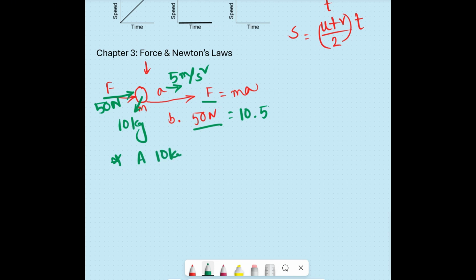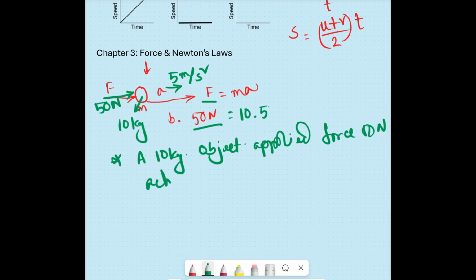a 10 kgs object, applied force of 50 Newton, achieved 5 meter per second square. Or maybe we could write 2 times 25. So 2 is the mass and 25 is the acceleration. It depends how you're going to explain.